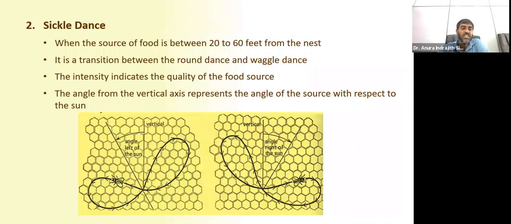Now the second type is the sickle dance. In the sickle dance, if the food source is maybe 20 to 60 feet away from the original hive, they will run in a kind of pathway to mimic a sickle, right? I think you are familiar with the sickle, the one that we use for harvesting. So if they are running in a sickle-shaped path, that means the location may be between 20 to 60 feet away from the hive, right?